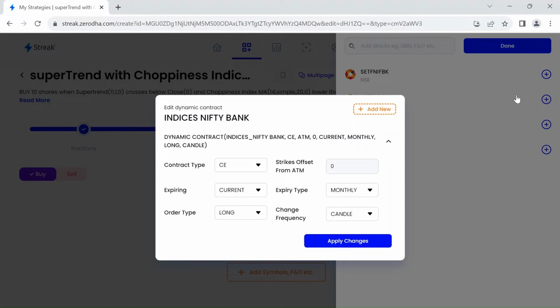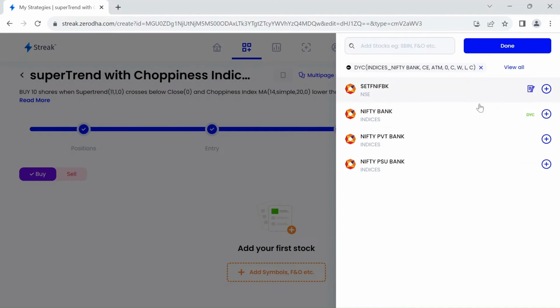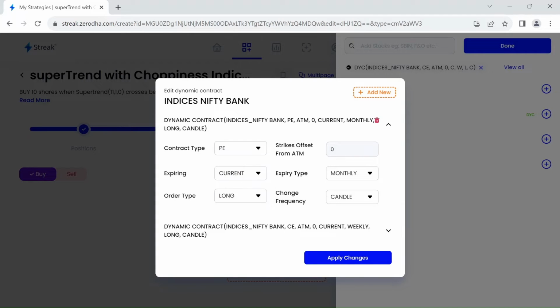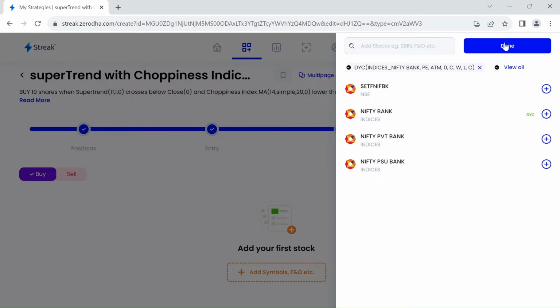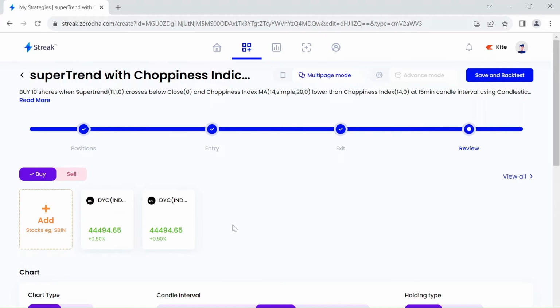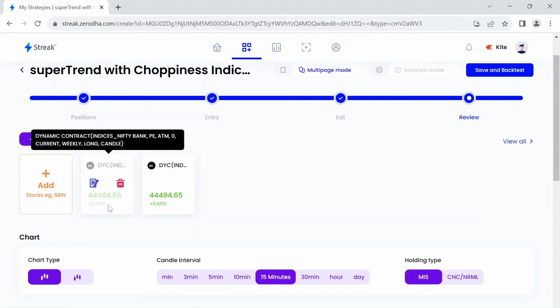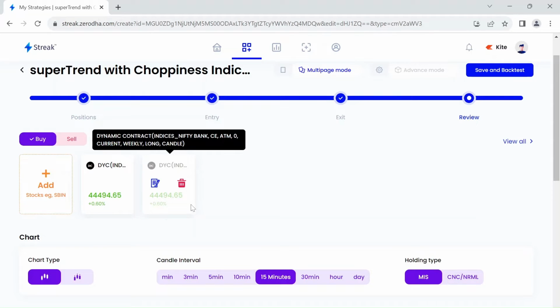So in Bank Nifty, just select dynamic contract here, and in CE select weekly and keep the remaining options as is and apply changes, and again add new, and this time select PE and again change it to weekly and keep the remaining options as is and apply changes and mark done. So we are doing this for Bank Nifty, and we added both CE and PE weekly options. So whenever these entry and exit conditions are satisfied, it will trigger the trades for these two contracts.